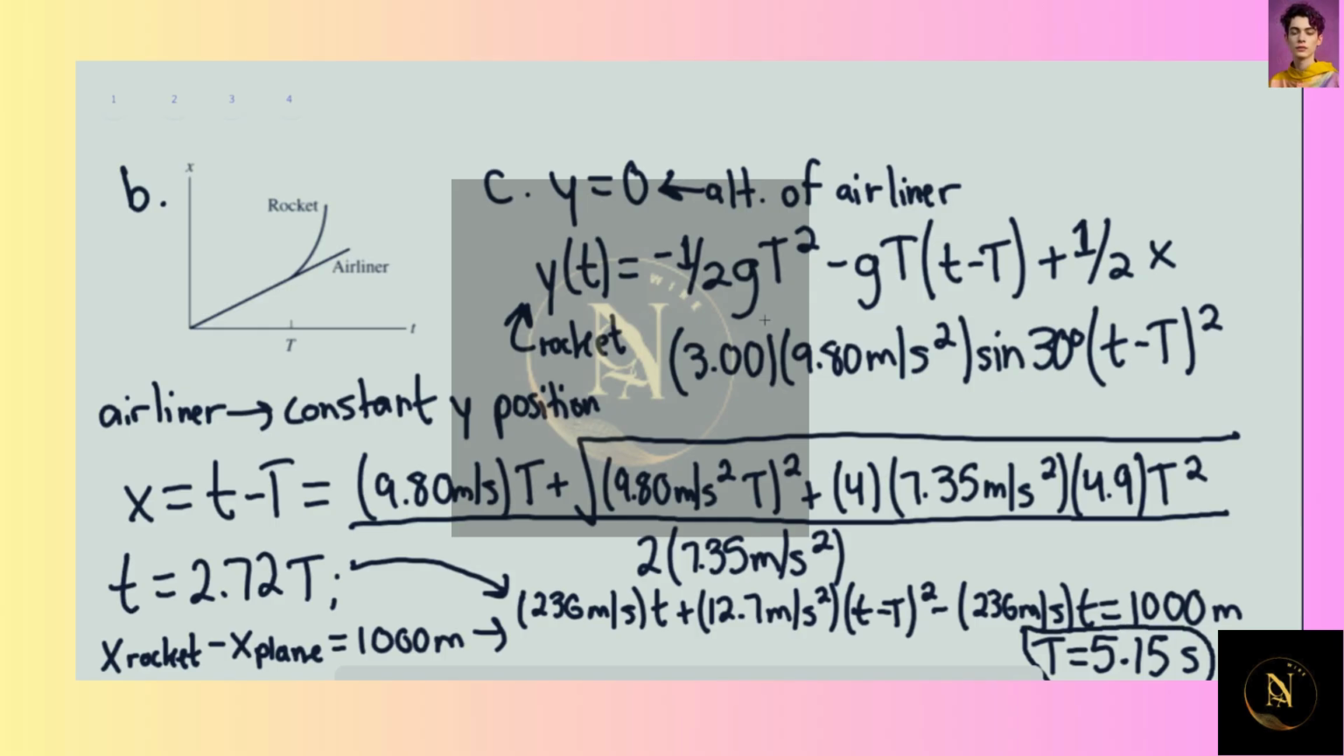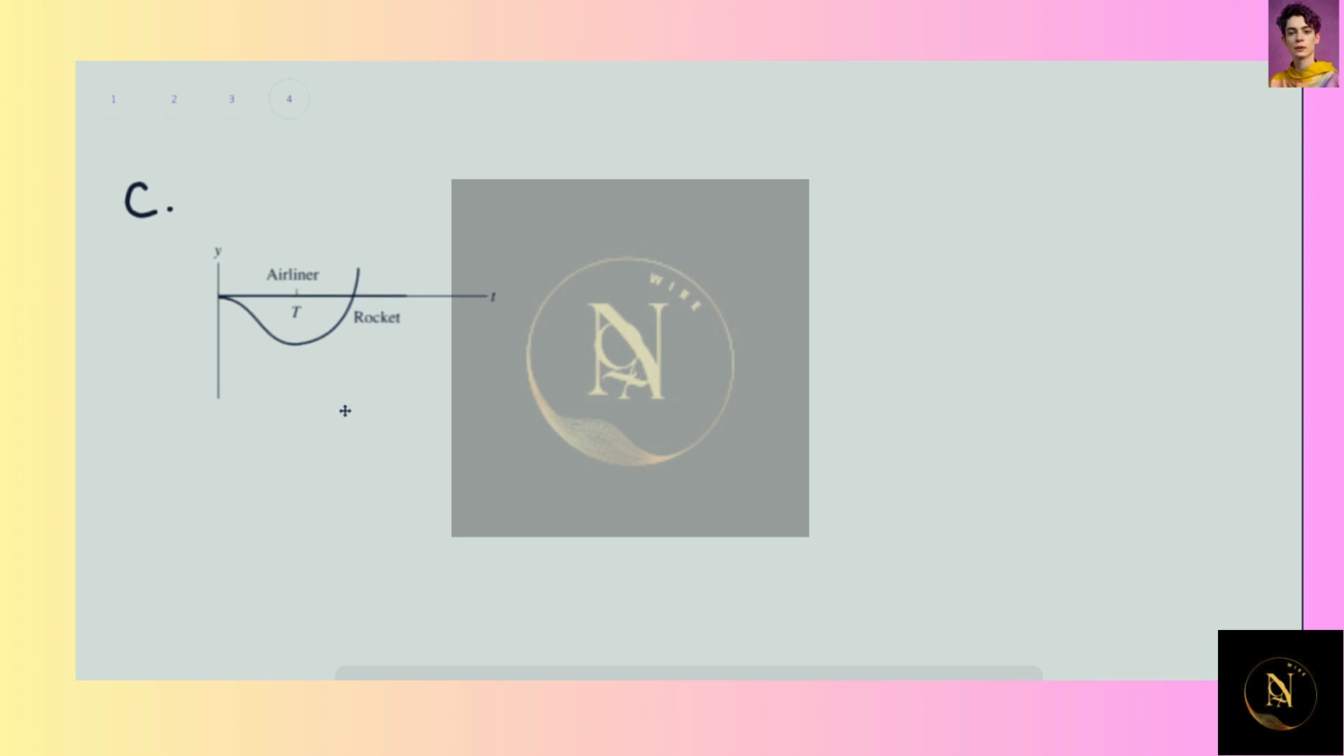for part C. And if we were to graph this, this is what the graph would look like, y versus t, where this T here is again 5.15 seconds. That is the end of the solution.